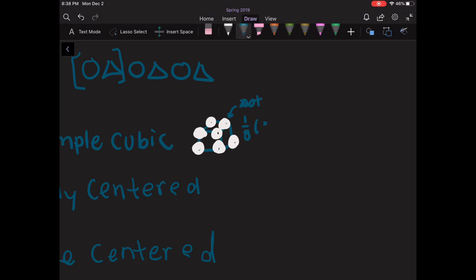And there are 8 total vertices because the square has the 4 up top and then the 4 on the bottom. So that means per every simple cubic cell, there's going to be 1 atom. And now this is the important number: the number of atoms.